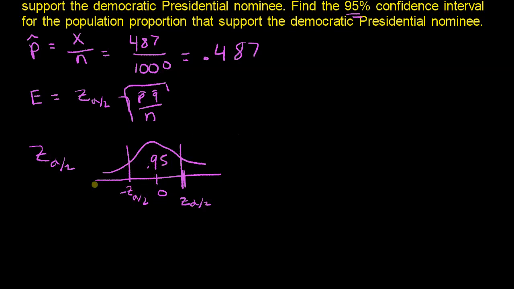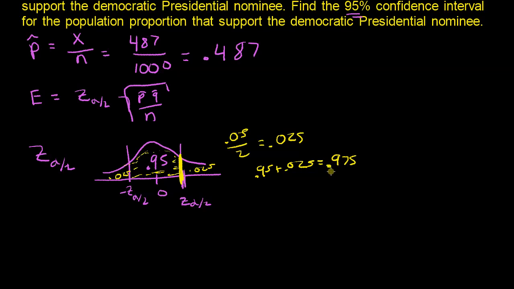All right, so let's see. First, we should figure out how much area we have in the tails. So 0.95 is accounted for in the center, then we should have 0.05 in the tails. We should divide that by 2 because we have 2 tails. So that's 0.025. When I look at my table, I should look up the value of z for which the area behind that z value is 0.95 plus 0.025, which is 0.975.